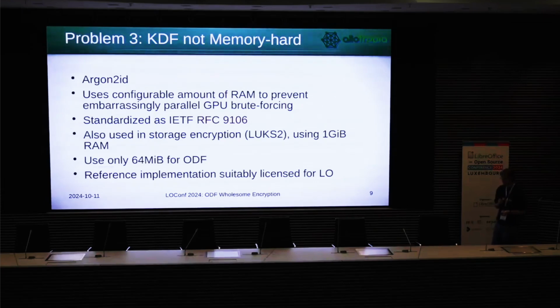Then third problem, I'd like to have a key derivation function that is memory hard. So our customer pointed us to Argon2id. That is a function that can use a configurable amount of memory, and that will then prevent the very parallel GPU brute forcing. So GPU doesn't have enough memory.